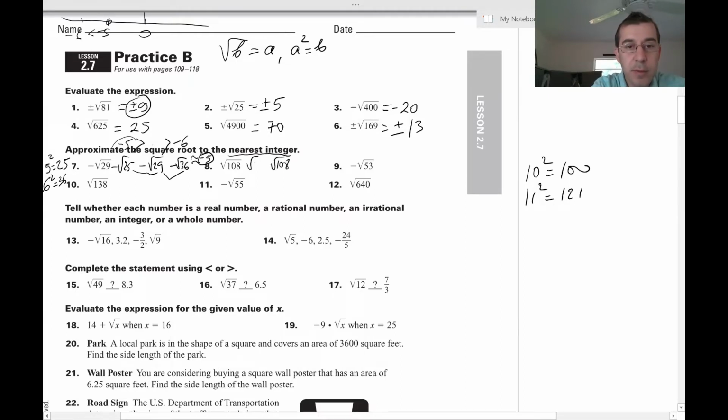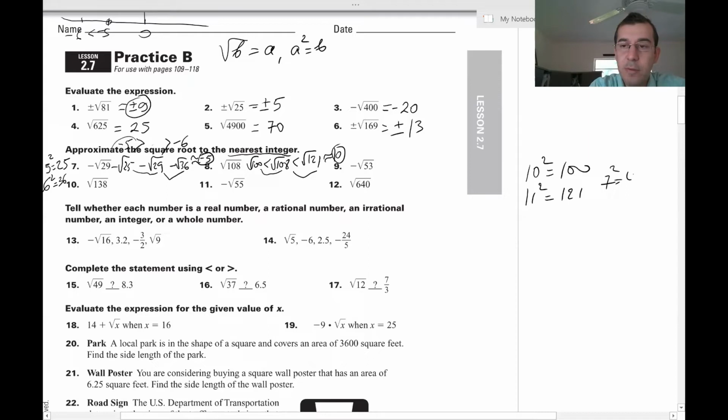So we say 108 is between 100 and 121, and it's closer to 100 than 121 because there's an 8 unit difference here, and this is a 13 unit difference. So it's closer to 10, because square root of 100 is 10. So square root of 108 is closer to 10. It's approximately 10.